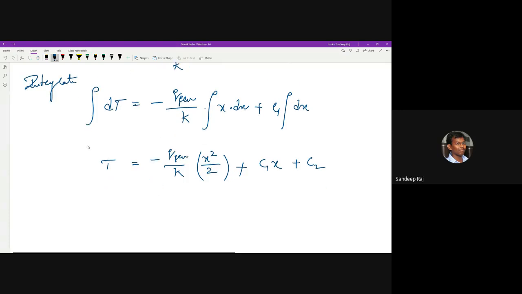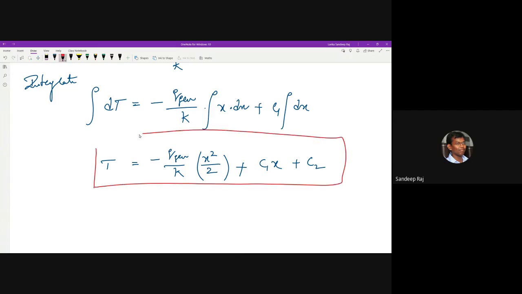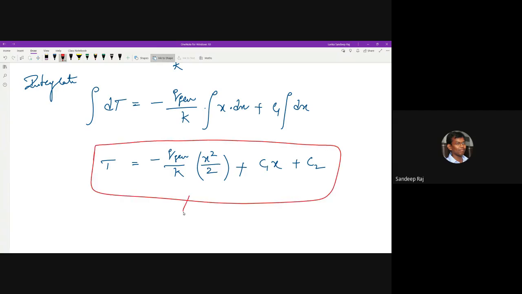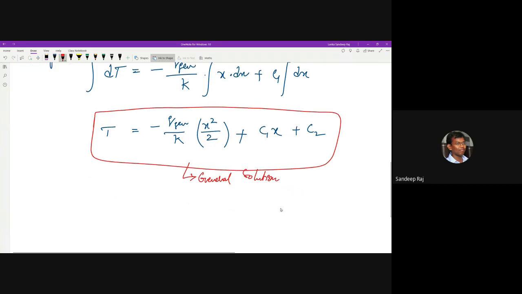Calling this my general solution. You got your general solution. Now that you got your general solution, what is the next step? You have to consider the appropriate boundary conditions here. So how to consider the boundary conditions here? Let me write that.